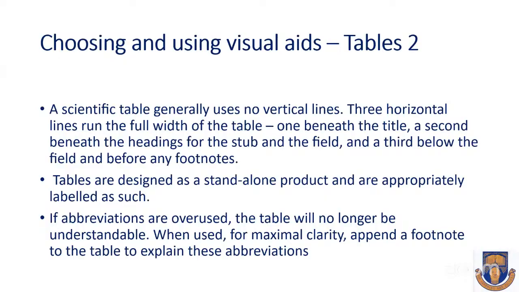If abbreviations are overused, the table will no longer be understandable. So if you're using abbreviations, as much as possible, there should be a footnote to explain what those abbreviations are. And let me explain this. So when you're working with tables, if, for example, you have a table that has so many columns, it becomes a situation where you're fighting for space. And because you are fighting for space, especially if you're using the portrait form of your document, rather than landscape. If you're using portrait and you have up to 5, 6 columns, the spaces within which you have to write what you're writing are limited, okay?